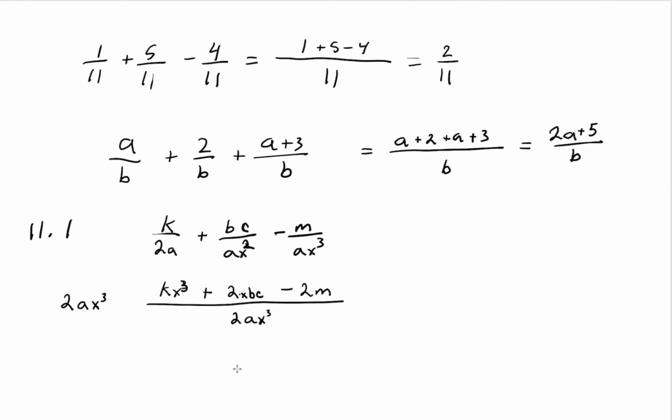All right. So that's 11.1. 11.2, let's do it right here. And here's our problem. It's a little bit easier to see. It's a little bit shorter. We have m over k minus b plus cx, all over ak to the second power. Make sure that's a 2 right there. There we go. All right, so what do we have for a common denominator?